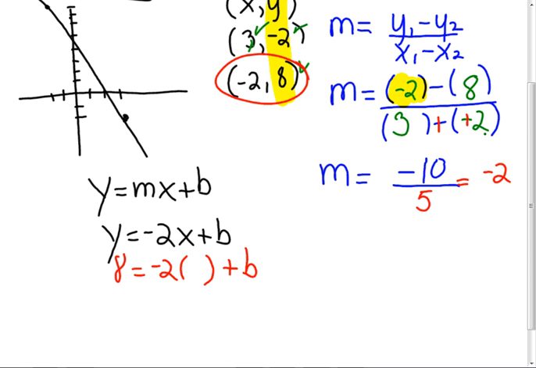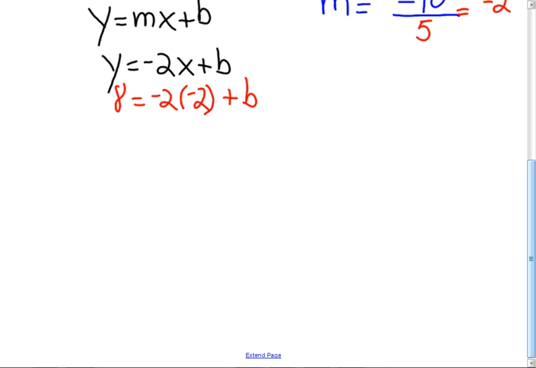Dean, what's the x value? -2. Now, can you do that? What are you going to get here? 8 equals, what's a -2 times a -2? Adam, what's -2 times -2? 4. Oh, I can do this one easily. What do you add to 4 to get 8? 4. So b equals 4. Am I done?